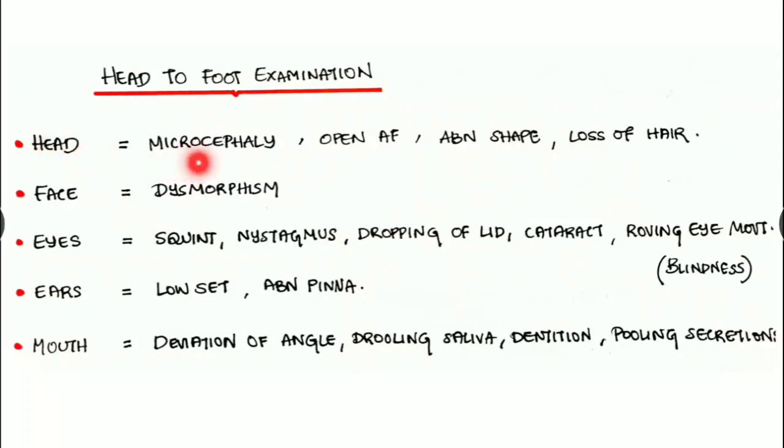In the head, we can see microcephaly, open anterior fontanelle, abnormal head shape, and even loss of hair. In the face, you can expect some dysmorphism. In the eyes, there can be squint, nystagmus, drooping of the lids, cataract, a roving eye movement seen in blindness. In ears, it can be low set ears or there can be abnormal pinna. In the mouth, you can expect deviation of angle and drooling of saliva, which are features of facial palsy. In the mouth, you have to examine the dentition and check whether there is any pooling of secretions.